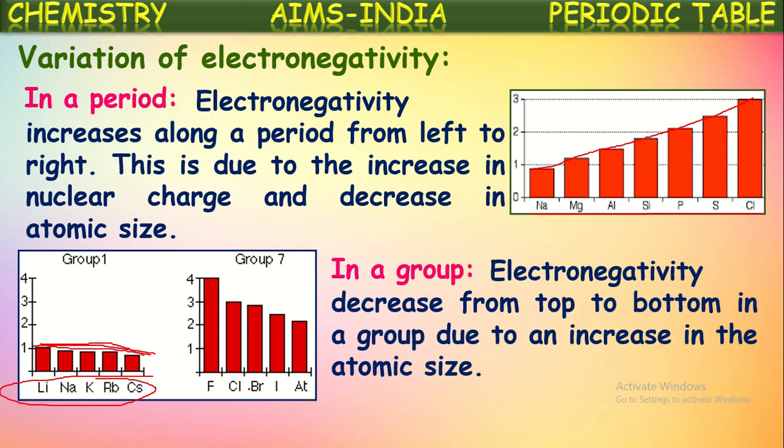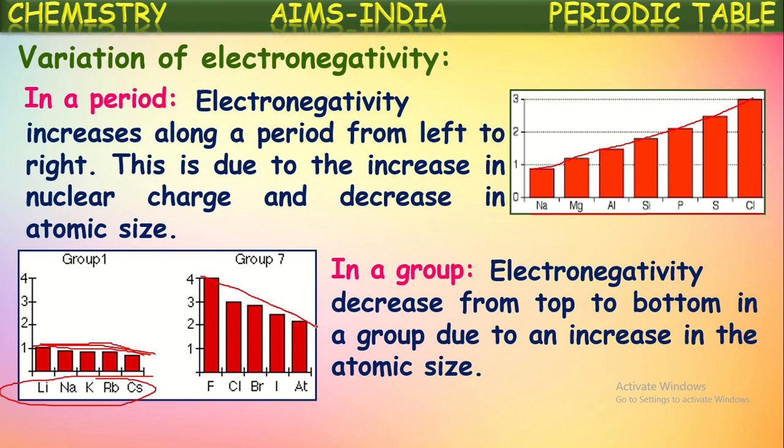And if you see halogen group, fluorine, chlorine, bromine, iodine and astatine. Here also from fluorine to astatine, atomic size increases. So the tendency of pulling electron pair towards it decreases. That means from fluorine to astatine, electronegativity decreases as size increases. Not only in this, in all the groups from top to bottom, electronegativity decreases.